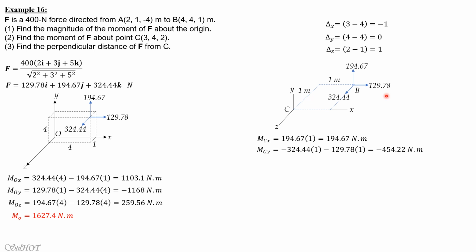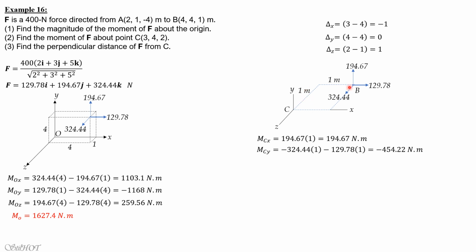Moment about the Cy axis is equal to negative 454.22 Newton meter. Then finally, moment about the Cz axis: by the right thumb rule, your right thumb towards the positive Z axis. This is parallel, ignore. 129.78, if extended, passes through the extension of the Cz axis, so there is no moment produced by 129.78. Only 194.67 will have moment about Cz, and that is obviously positive.